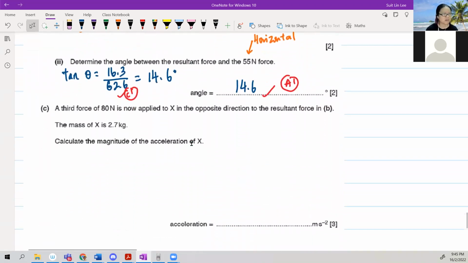Okay, next. A third force. Got another force. A third force, 80 Newton, is now applied to X.